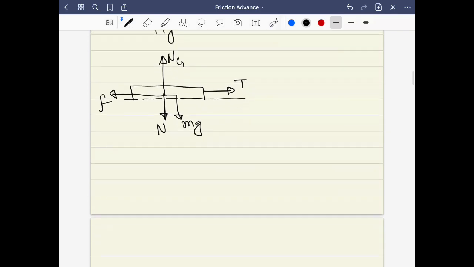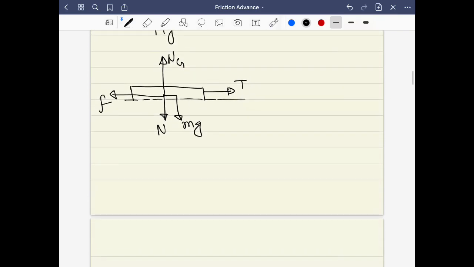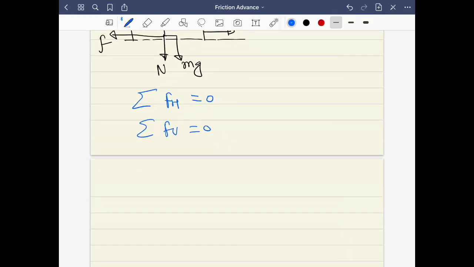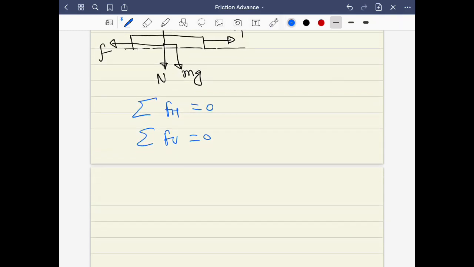So if I just equate all the forces in the horizontal direction and in the vertical direction, then I'll get T is equal to, so sum of all forces in the horizontal direction is equal to 0, and sum of all the forces in the vertical direction is equal to 0. So I'll just write, T minus f is equal to 0, because T I consider positive. So T minus f is equal to 0. This indicates T is equal to f.